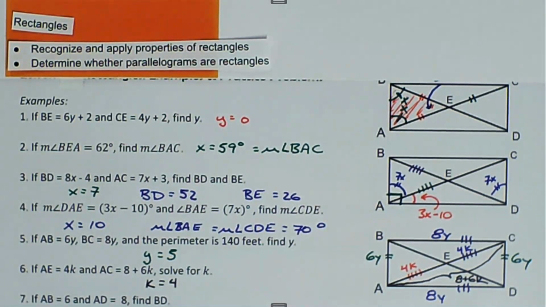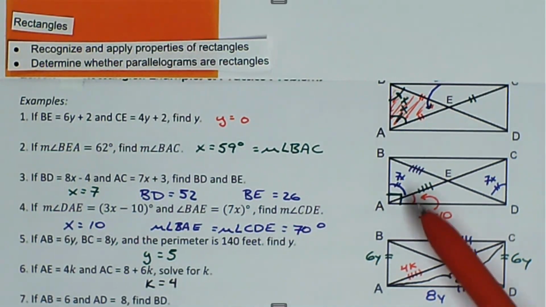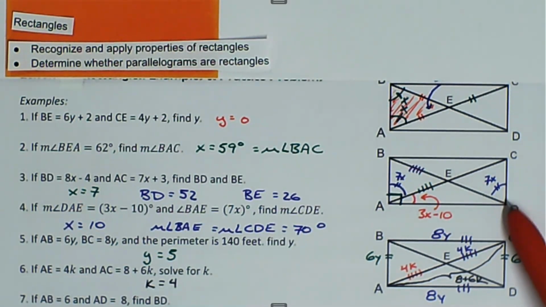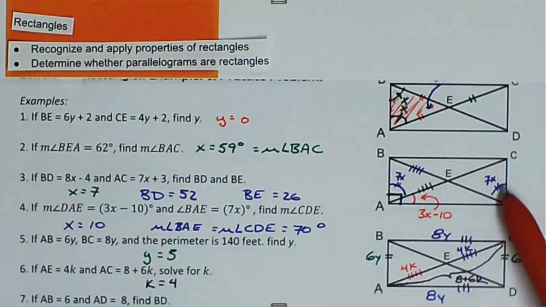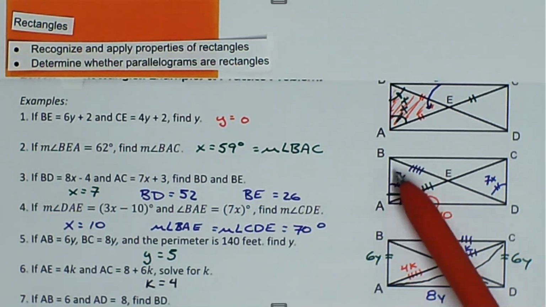For number 4, it says the measure of angle DAE is equal to 3x minus 10, right there. DAE is equal to 3x minus 10. BAE is equal to 7x. Find the measure of angle CDE. Well, these two angles are congruent, so 7x and 7x. But we also know that BAD is a 90-degree angle.